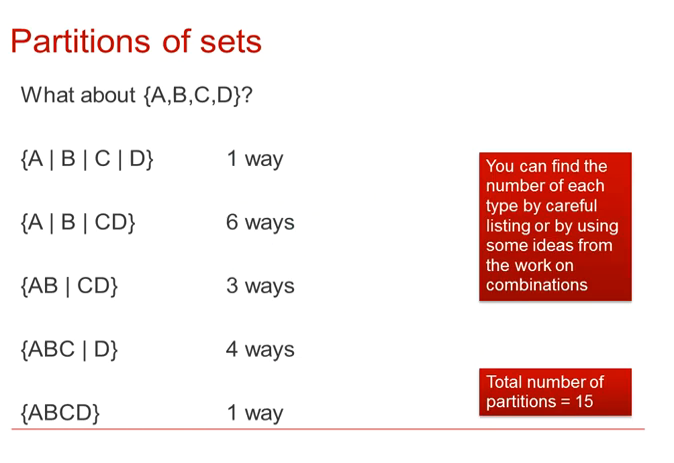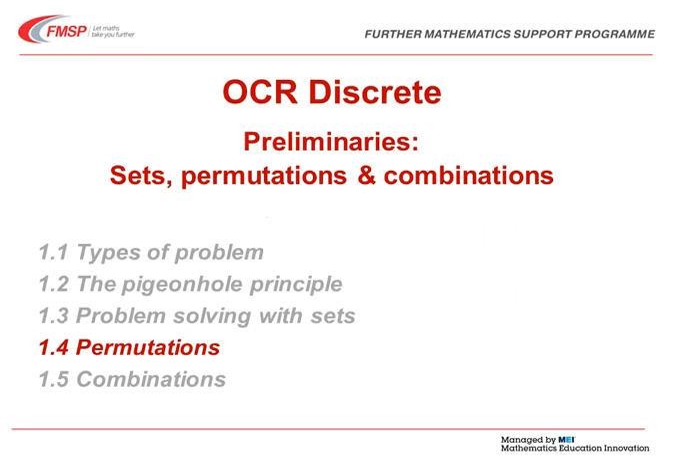Now, I found the number of each type by careful listing, but I could have used some ideas from the work on combinations. We will be looking at combinations in a couple of videos' time. In the next video, 1.4, we'll be looking at permutations.